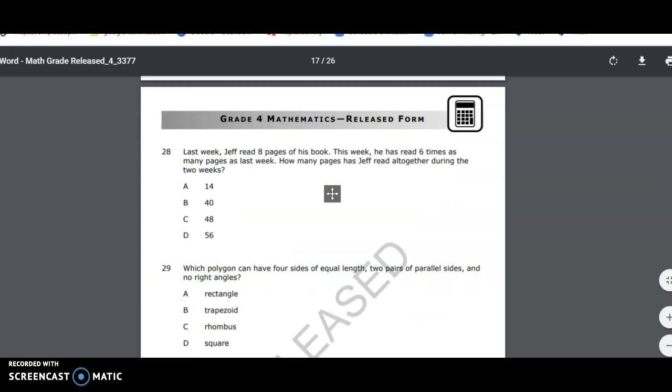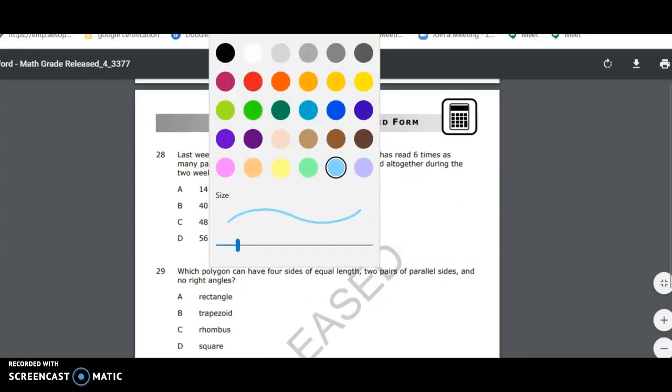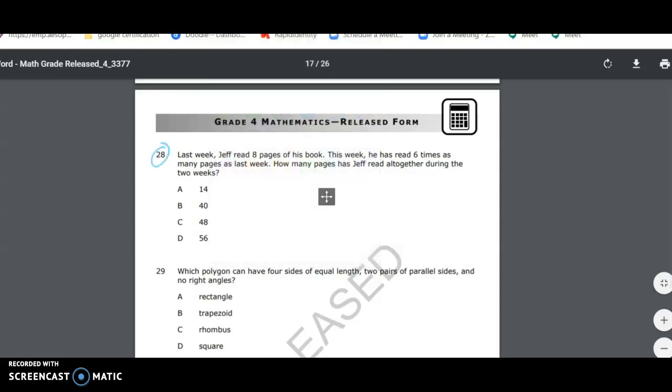Number 28 is our next problem that we're working on. Let's go ahead and read it. Last week, Jeff read 8 pages of his book. This week, he has read 6 times as many pages as last week. How many pages has Jeff read altogether during the 2 weeks? Okay. And your choices, you got A, B, C, and D right there. We're going to go back through and do our cubes on that one. Key numbers: 8 pages, 6 times as many. And your question, how many pages did you read altogether?